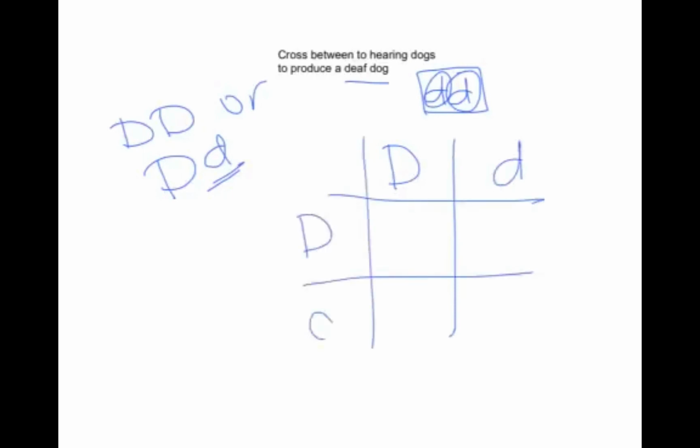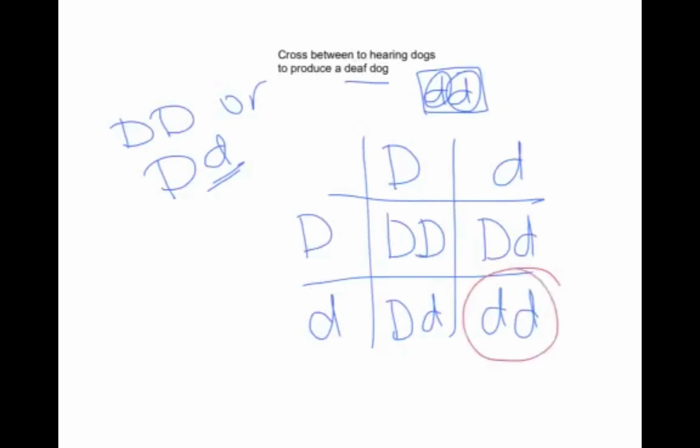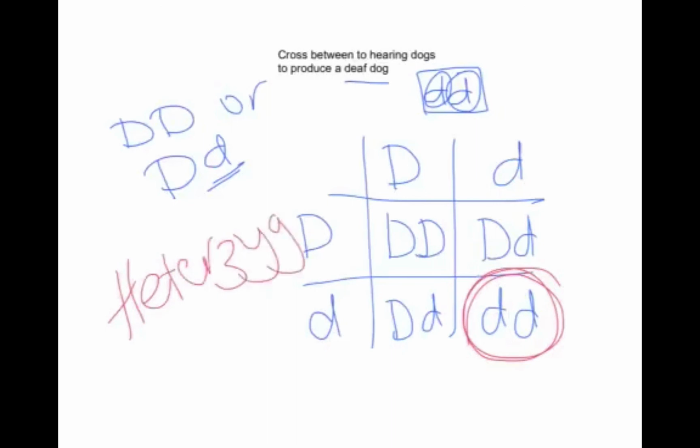So we need to draw up our Punnett square between our two heterozygous parents. And we can see as a result, we have our deaf puppies coming from here. So by having our heterozygous parents, it gives us the result of a deaf puppy.